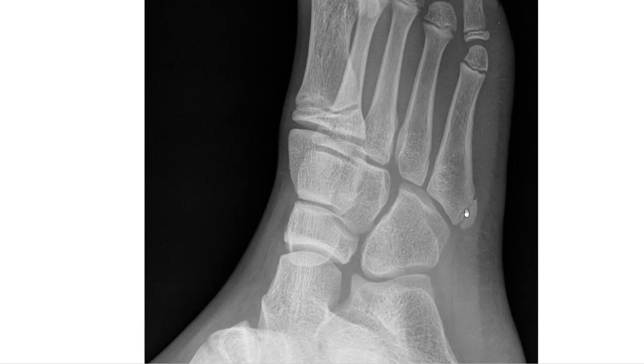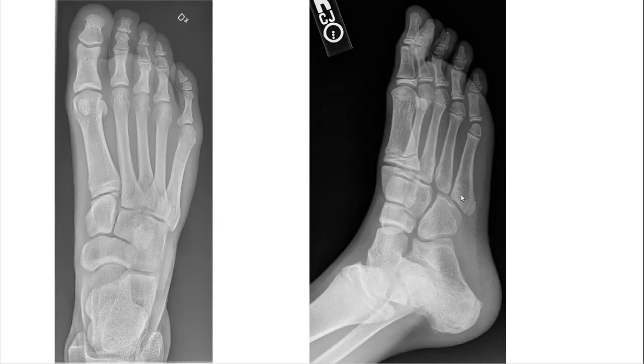You have to differentiate whether it is an apophysis of the fifth metatarsal or a fracture. The radiolucency between the apophysis and the shaft of the metatarsal lies longitudinally, whereas if this was a fracture, the fracture line usually lies transversely, right?